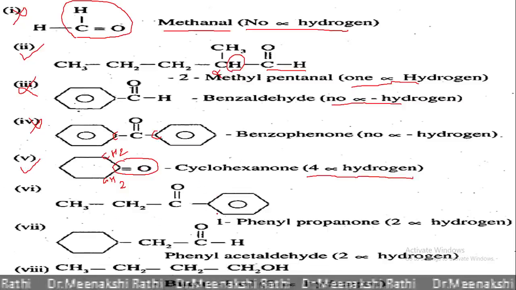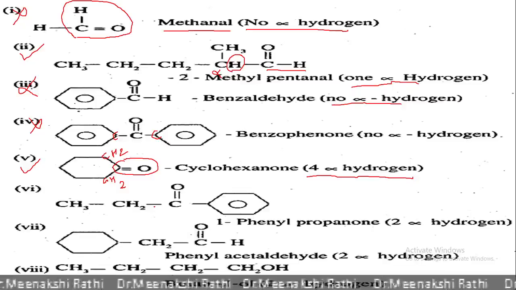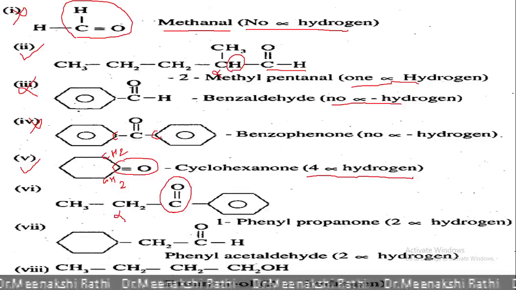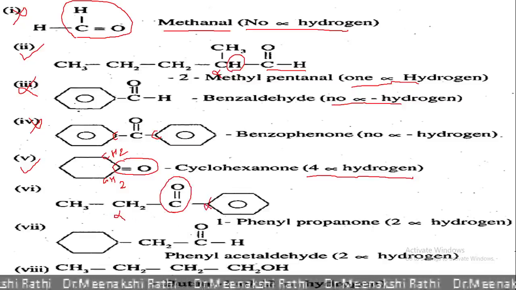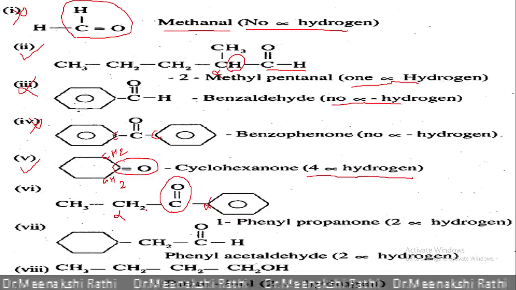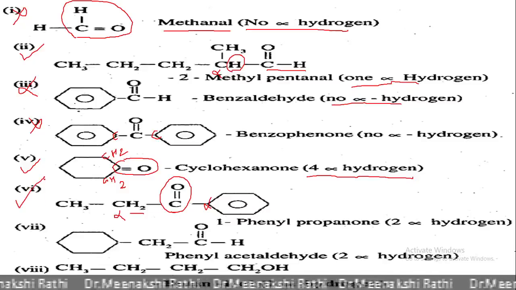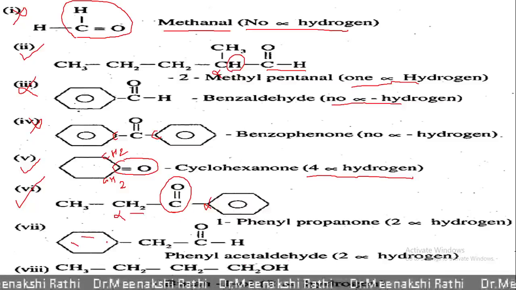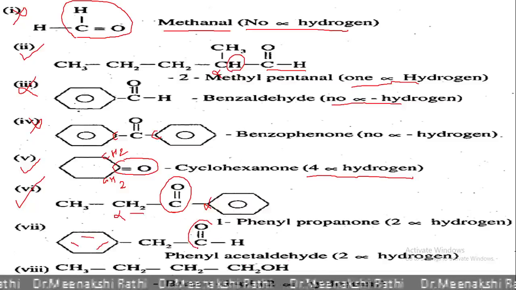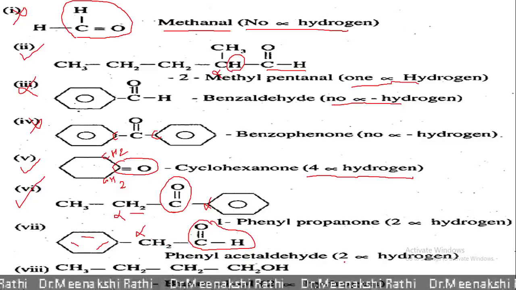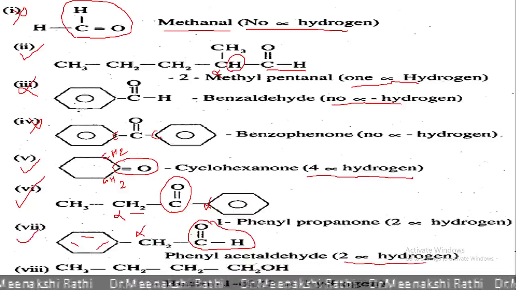Next is 1-phenyl propanone. This is the carbonyl group. This is an alpha carbon. This is also an alpha carbon, no doubt, but it doesn't have any alpha hydrogen. But this alpha carbon has 2 alpha hydrogens, so it can undergo aldol condensation. Now next is phenylacetaldehyde. This is a benzene ring. Phenylacetaldehyde, again an aldehyde. This is the alpha carbon. 2 alpha hydrogen atoms are there. So it can undergo aldol condensation.